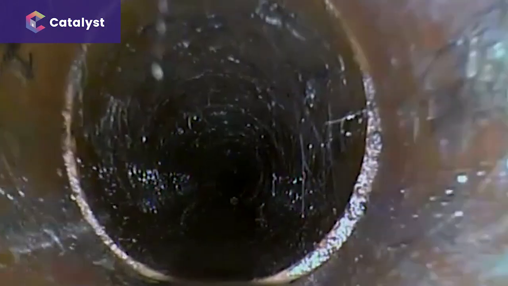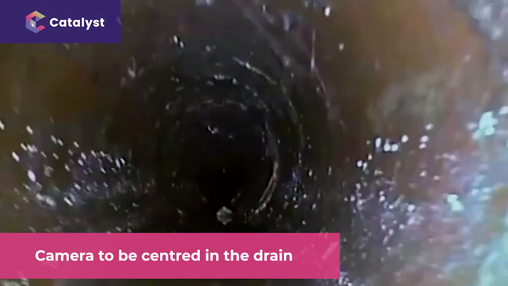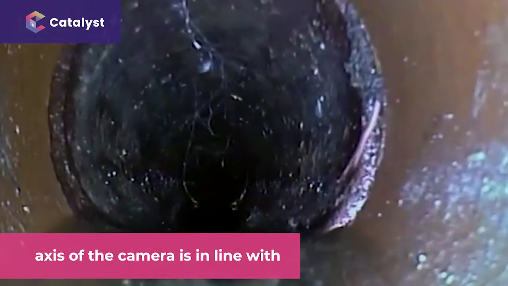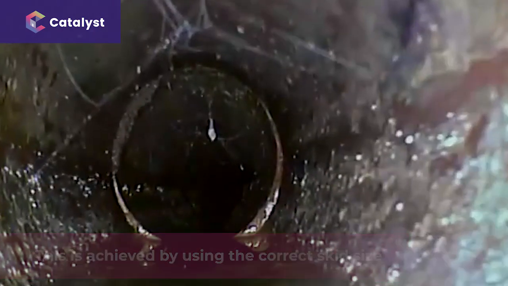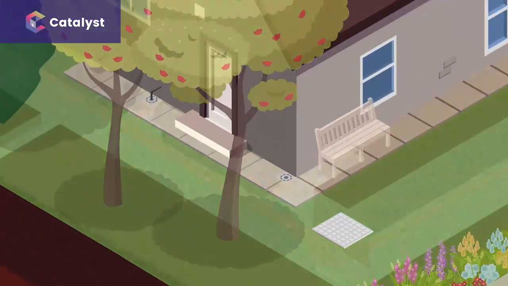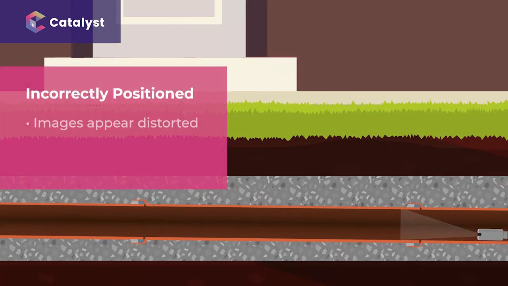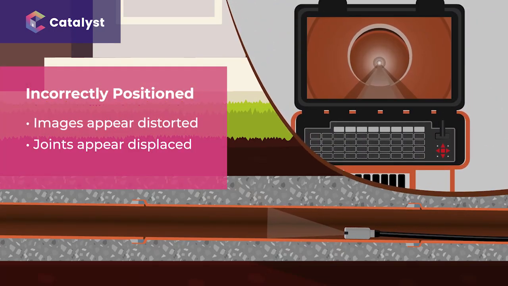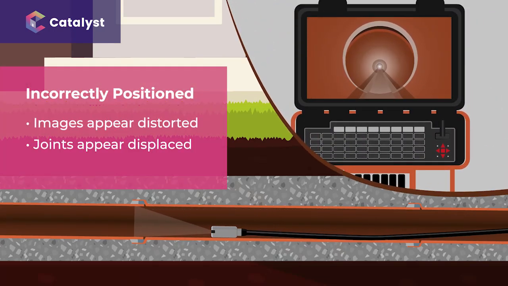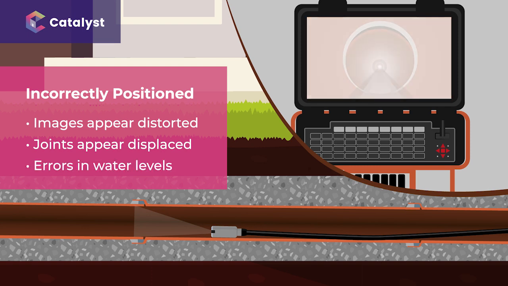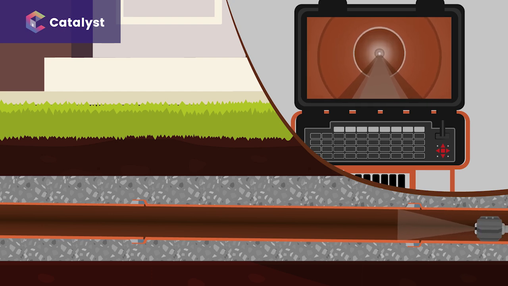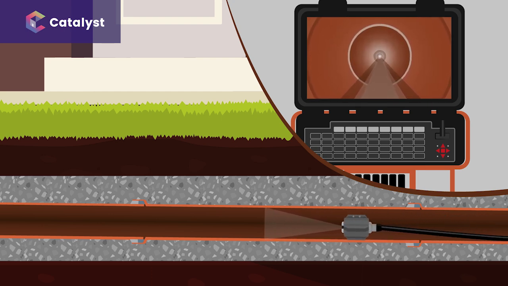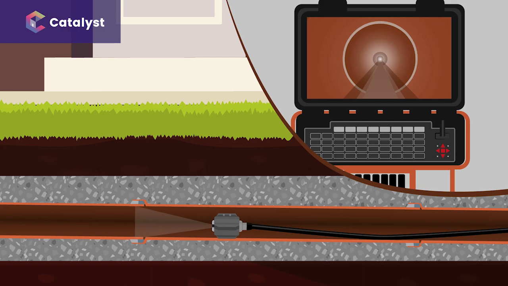It's very important for cameras to be centred in the drain. It means the axis of the camera is in line with the centre of the axis of the pipe. This is achieved by using the correct skid size for the pipe. If the camera is too high or too low, the images recorded can be distorted. This can make joints appear displaced when they're not. It can also result in errors in the estimation of water levels in the pipe. This can happen, for instance, if a 100mm skid is being used in a 150mm drain.